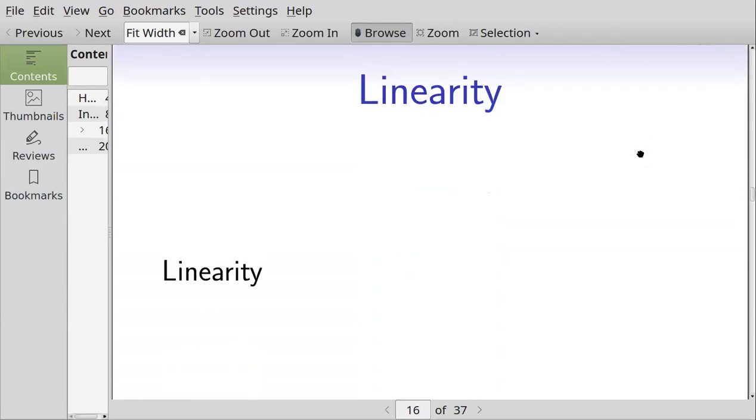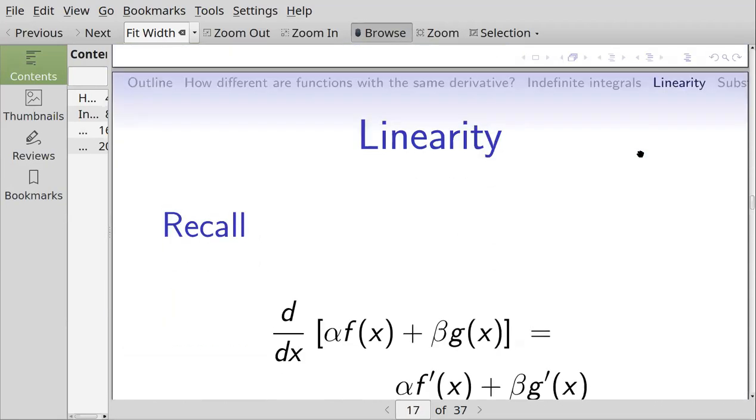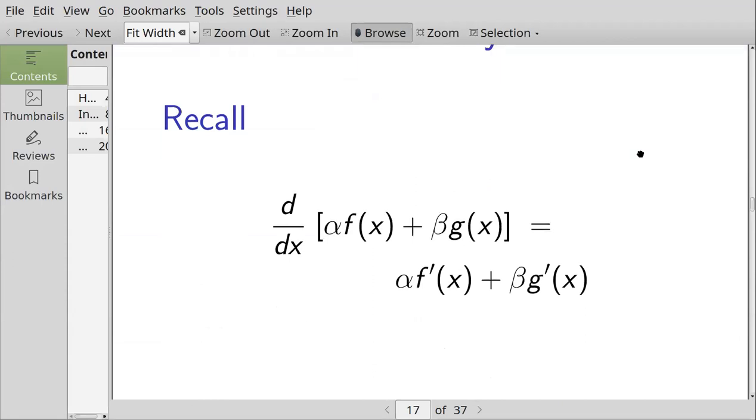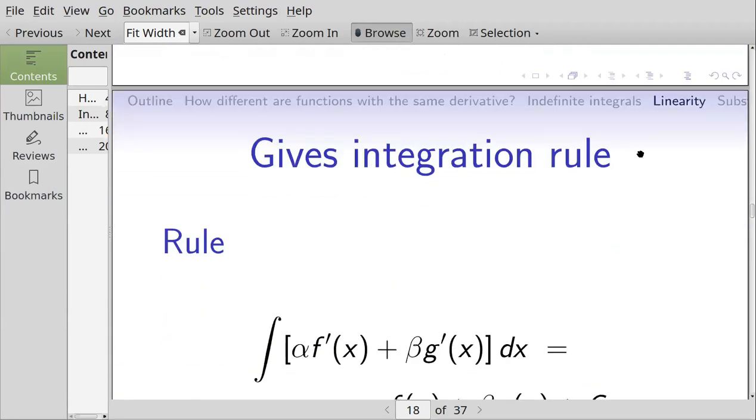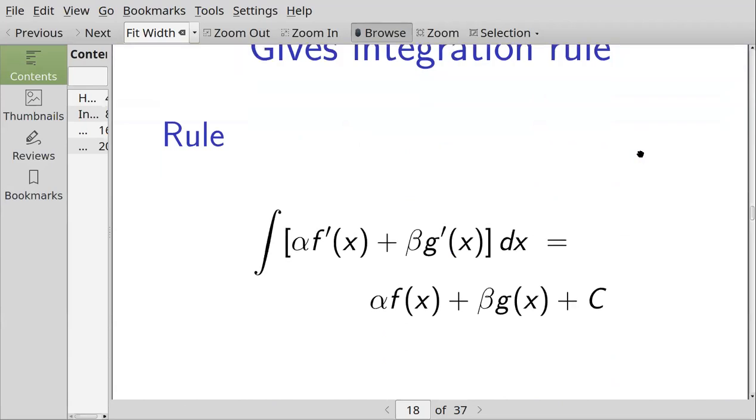Now, remember, you had linearity of derivatives, right? The derivative of the sum was the sum of the derivatives. So there's a linearity rule for integration, which is basically the derivative rule run backwards. So once again, if I had the derivative with respect to x of alpha f plus beta g, that was equal to alpha times the derivative of f plus beta times the derivative of g. Okay? So if I'm running things backwards, I integrate that expression, then I can pull the alpha out of the integration sign, and I can integrate f prime to get f. I can break the sum up into pieces, and then I can pull the constants outside of the integration.